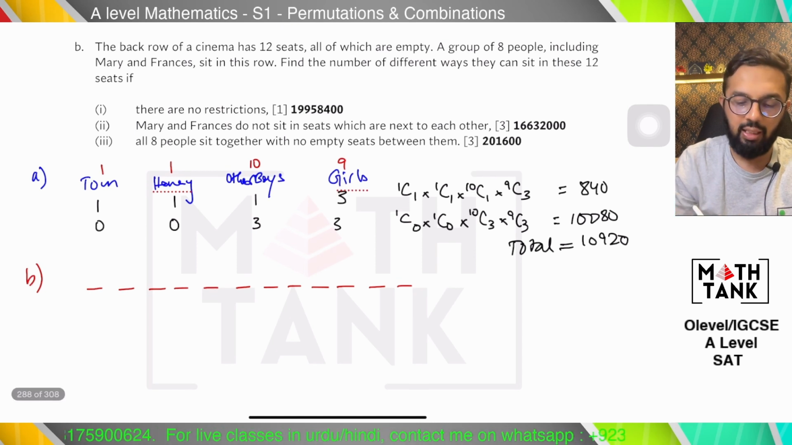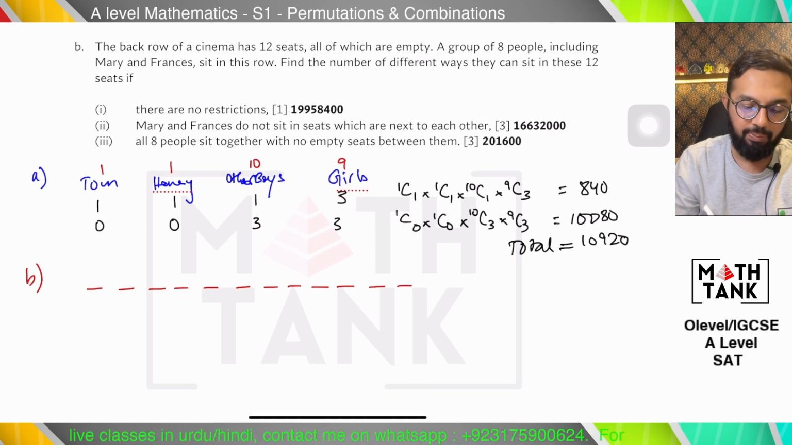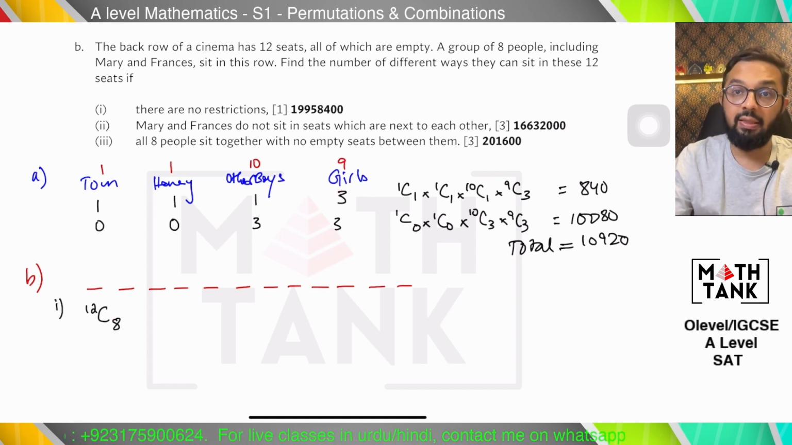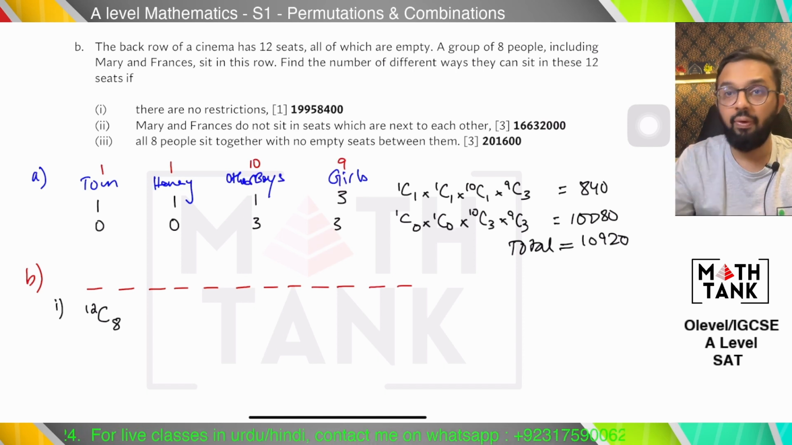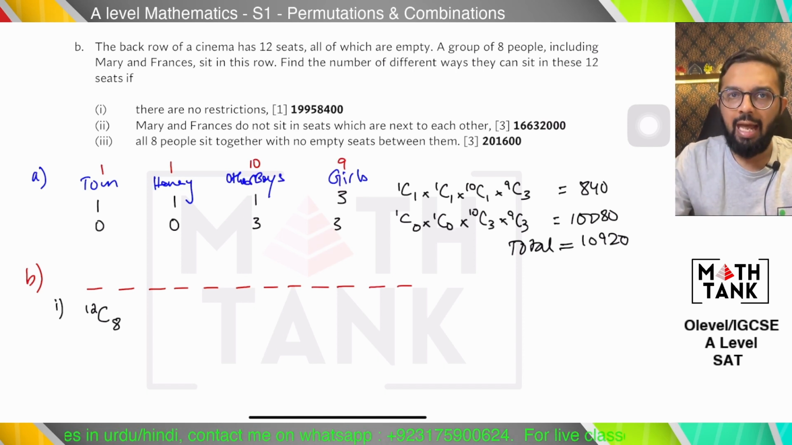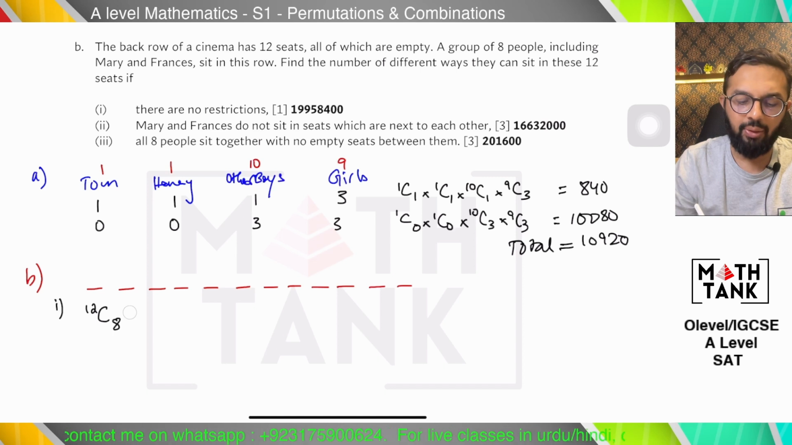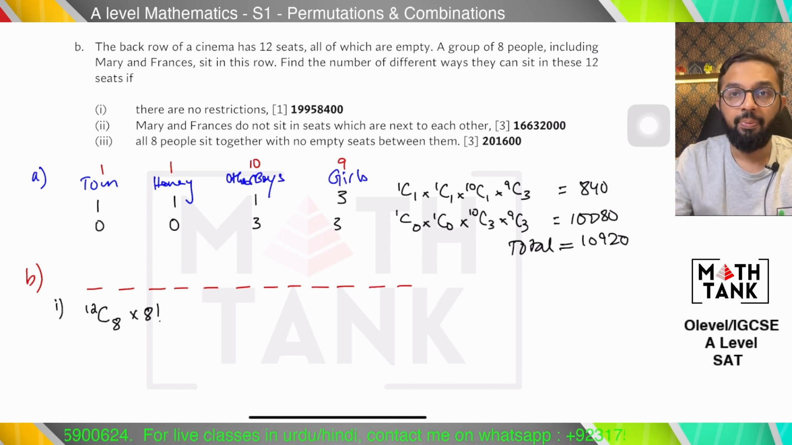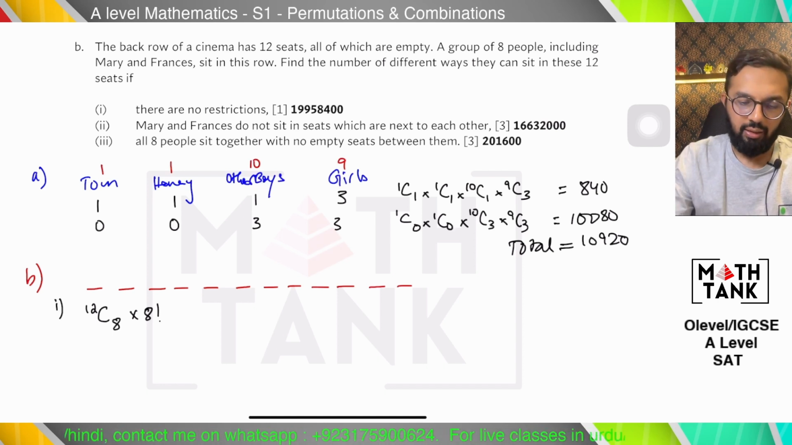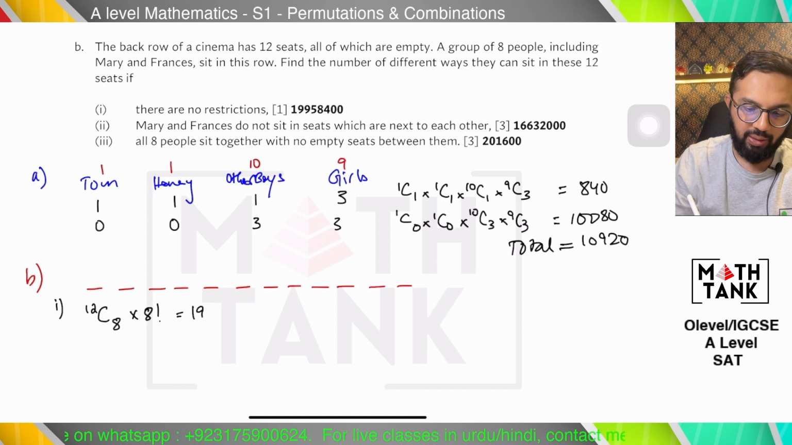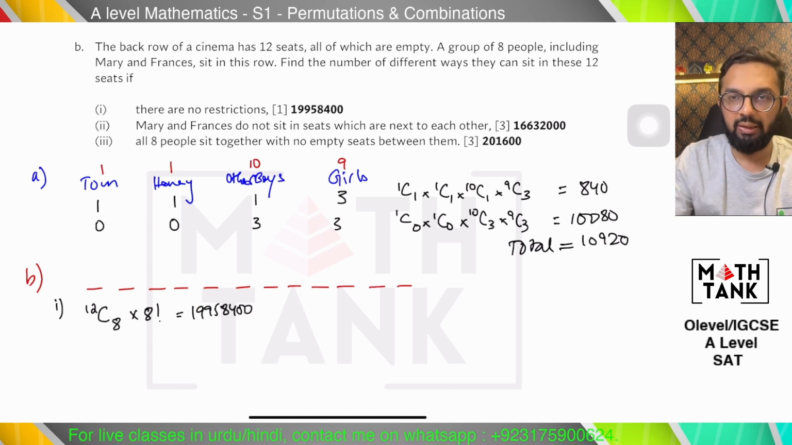What I'm going to say is that out of these 12 seats that are there, people come in, they choose 8 seats that they want to sit on, so different combinations of seats, and then they arrange themselves. How do you arrange 8 people? You say there are 8 factorial arrangements. Okay, that's one way of doing the question. I am pretty sure the answer is going to be 1995840. I could get the same answer from a different method as well.